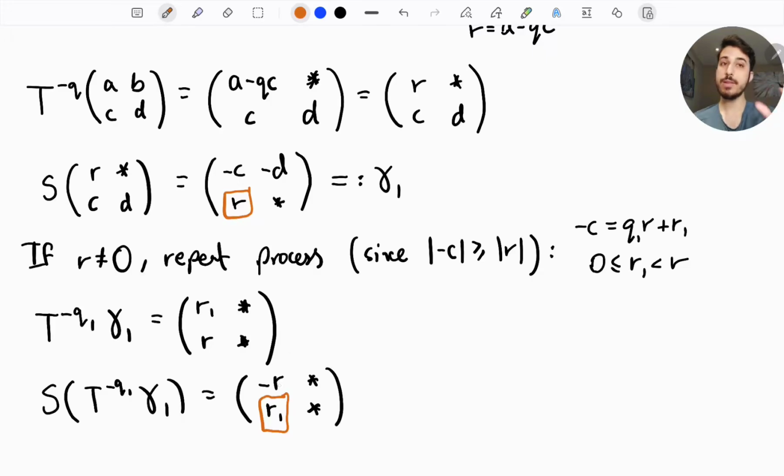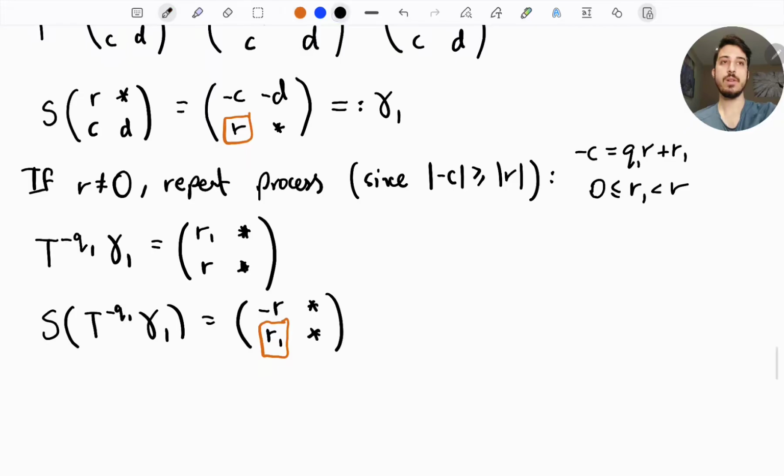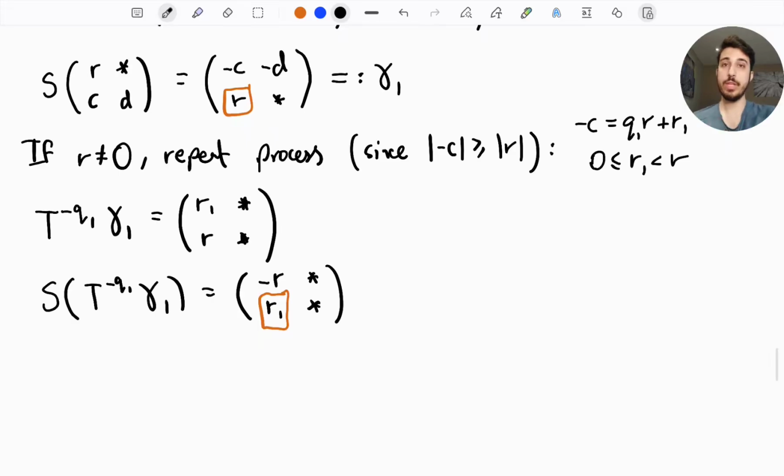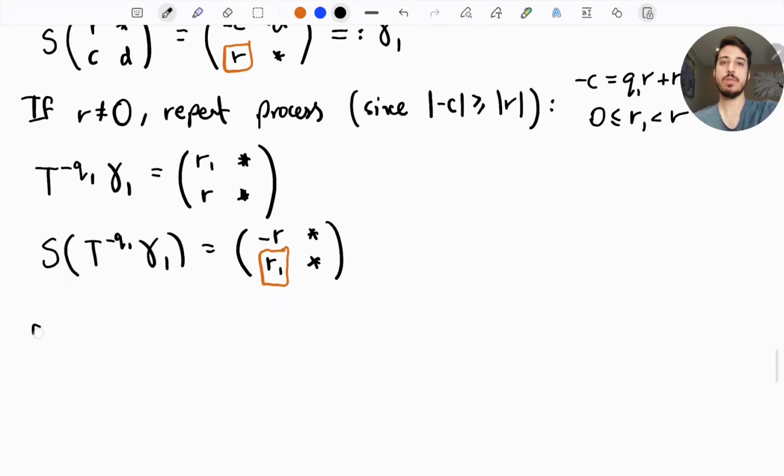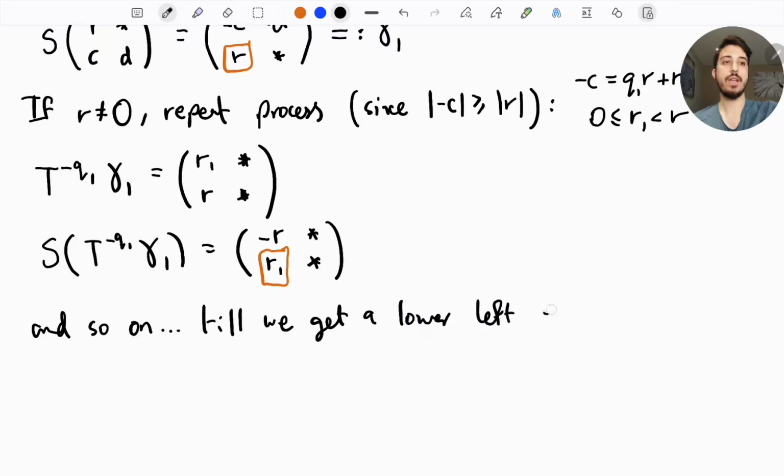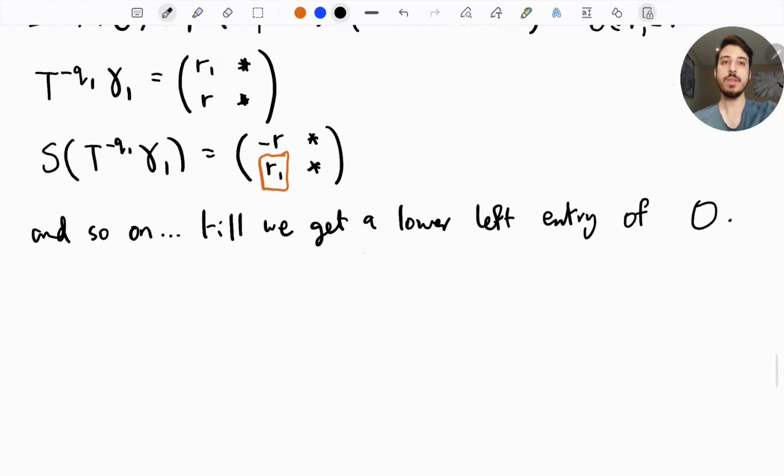So notice that each time I perform this algorithm, the number I obtain here gets smaller and smaller. It's a positive number that gets smaller and smaller. So since it's an integer, I'm having a sequence of positive decreasing integers that approach 0. So I'm bound to reach 0 at the end. So, and so on, till we get a lower left entry of 0. Once that happens, I stop my algorithm. And I obtain a matrix which we call gamma star. So gamma star is the matrix obtained when this lower left corner is equal to 0. Let gamma star be this matrix.